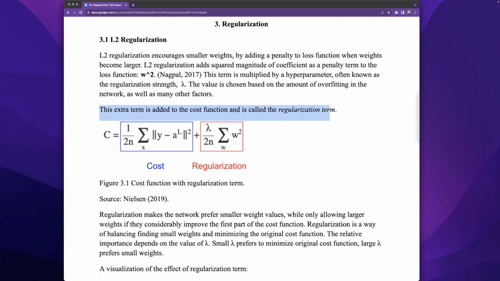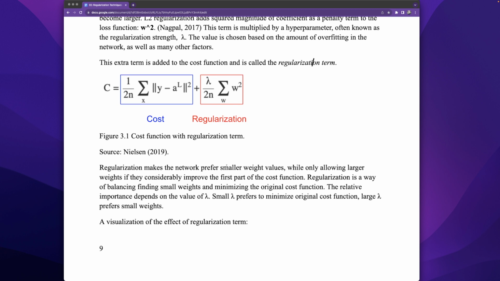So as you can see, the extra term is added to the cost function, and it's called a regularization term. So here you've got your regular cost function, where it's checking how good your network is doing, and you add this regularization based on the magnitude of your weights. So in L2 regularization, it adds the weights squared, whereas in L1 regularization, it just adds the absolute value of the weight. So we'll see how that affects it in a bit.